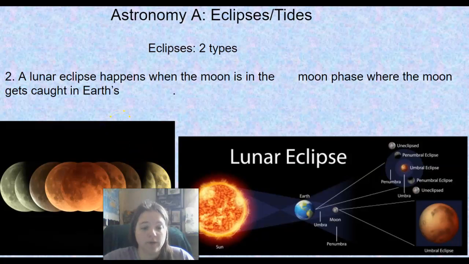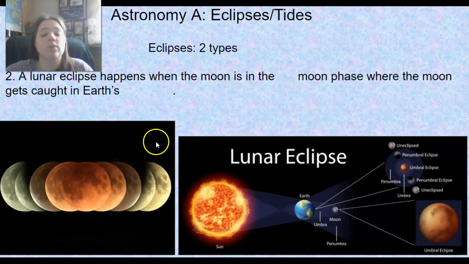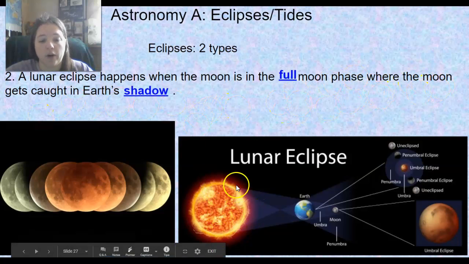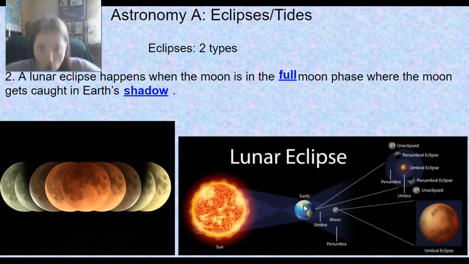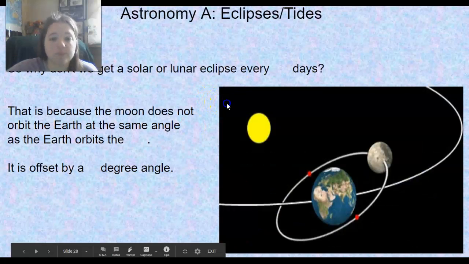And then after the solar eclipse, you have the lunar eclipse. A lunar eclipse happens when the moon is in the full moon phase. So new moon goes with solar, goes with the sun. Full moon goes with lunar, goes with the moon, goes with night. The moon gets caught up in the Earth's shadow. You can see right here, the sun's right here, the Earth's right here. Because the Earth is bigger than the moon, all of the moon gets covered. And you'll see it turns this orangey, reddish color. This is what you could see during a lunar eclipse.